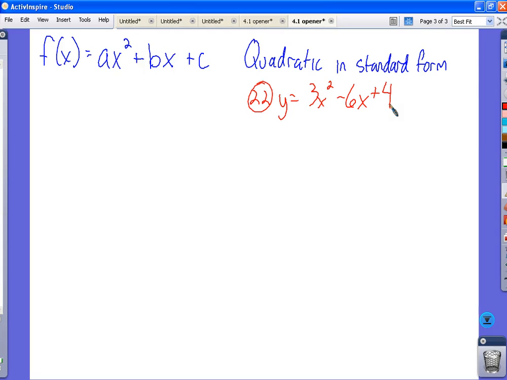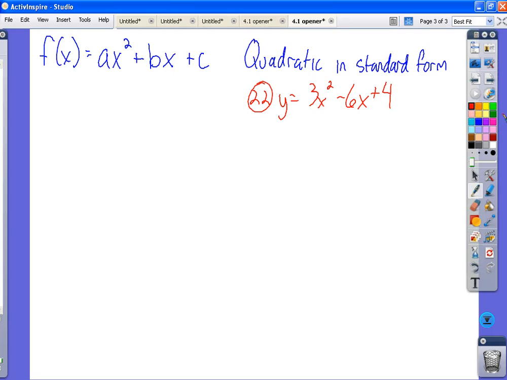X squared minus 6x plus 4. First, we're going to want to find the vertex. It's going to make it easier. We find the axis of symmetry goes right through the vertex, and we have this reflection of the axis of symmetry that makes it easier to graph as well.